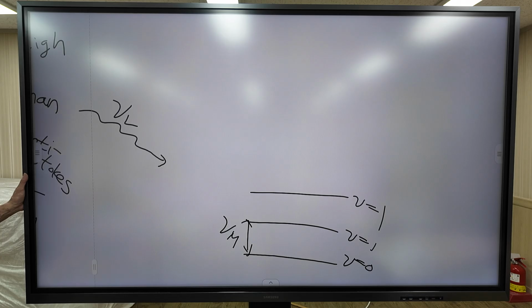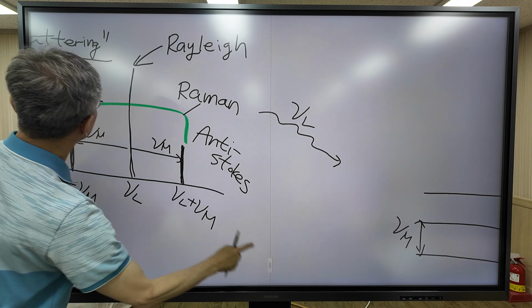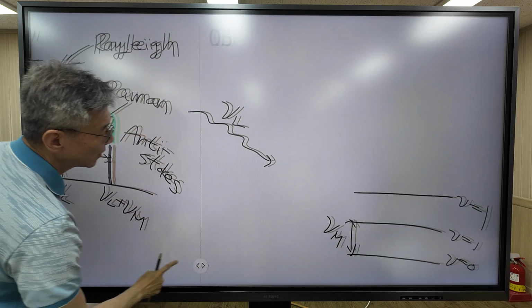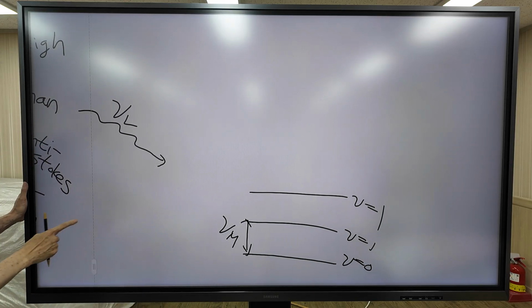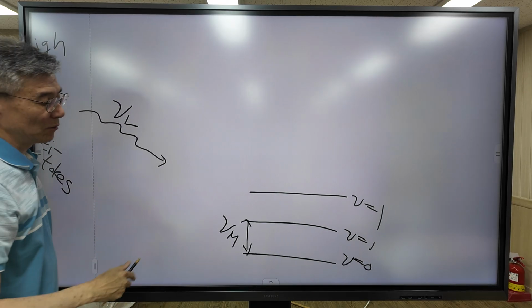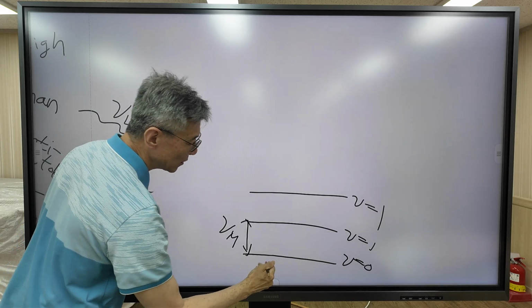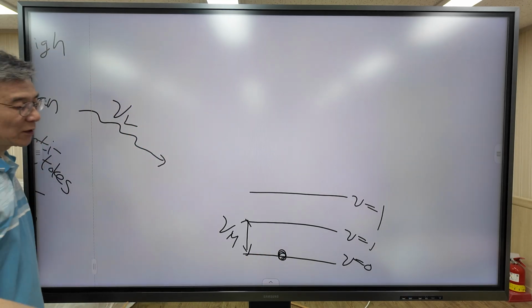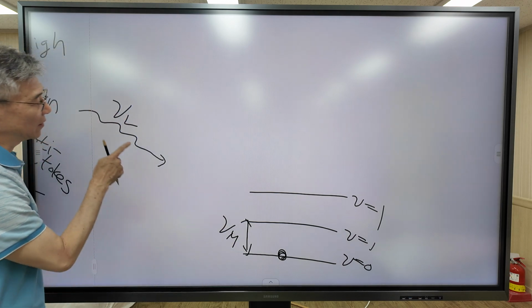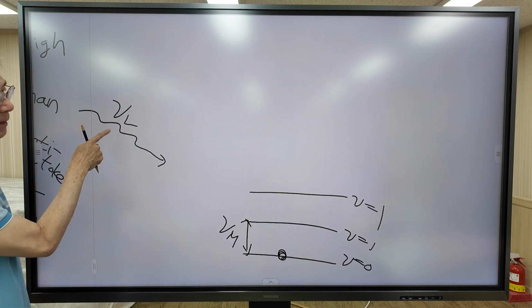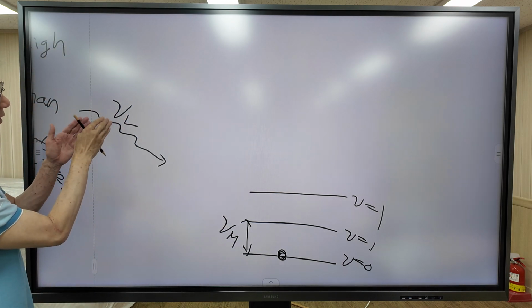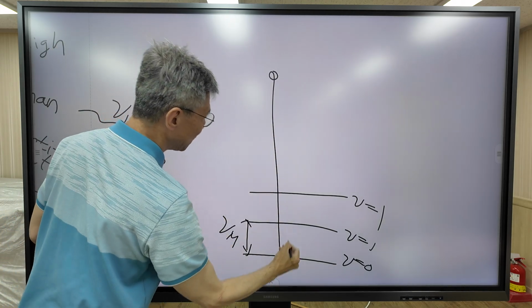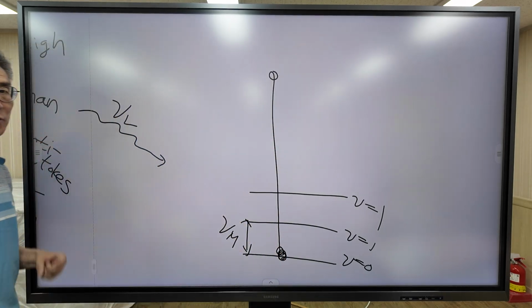Now I am going to explain the Stokes scattered light in terms of quantum mechanics. To explain Stokes Raman scattering, the molecule must be initially in the V equals 0 state, and the molecule in the V equals 0 state interacts with this light. And when the light interacts with this molecule, this photon splits into two photons.